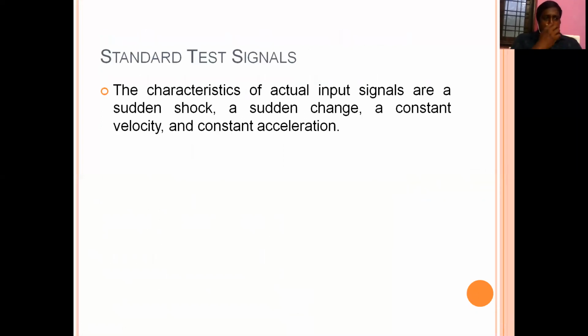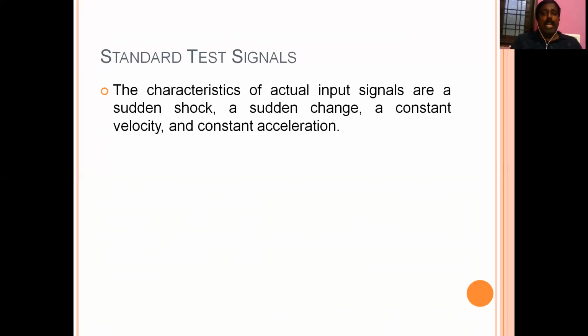Standard test signals. We already have the standard test signals. We are going to study the transient analysis, so you need to know about the test signals. In the topic of signals and systems, we generally discuss the impulse signal and step signal. But here we are going to discuss some other extra signals, like ramp signal and parabolic signal, which are considered as test signals.